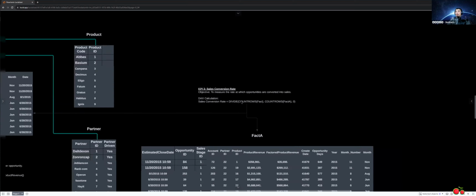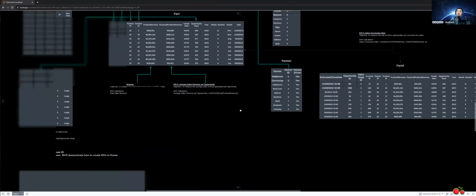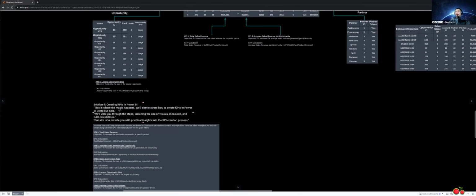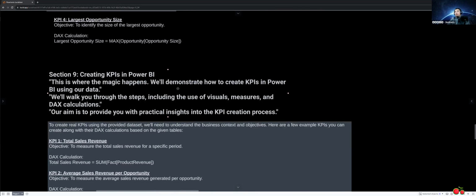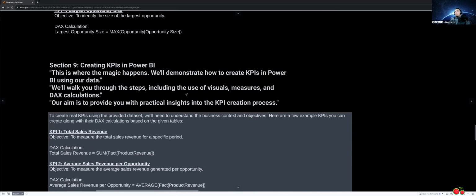Okay. Now let me show you how many KPIs we can create. Look at these. Creating the KPIs in Power BI. Now this is where the magic happens. What have I just shown you? Demonstrating how to create KPIs in Power BI by using our data, through some steps, including using them in visuals. Again, I don't care about the visuals, because the visual is just how you are going to look at the data. Do you want it to be a bar chart, pie chart, map, whatever? But the data is the most important thing. And then the DAX calculation.